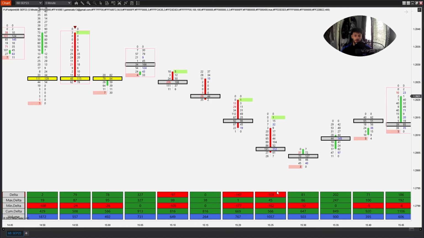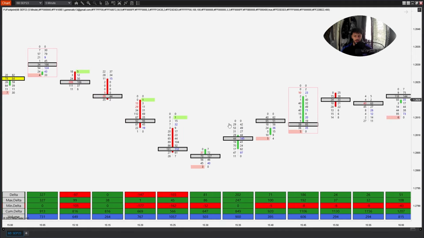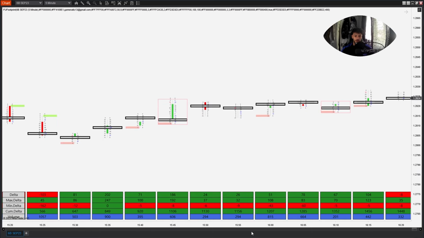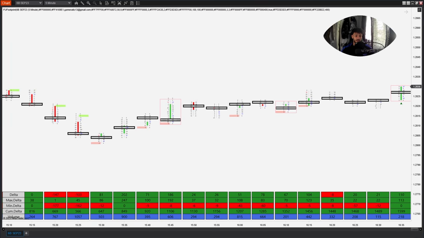Now, not only do we take a look at the color of the delta, whether it's bullish or bearish, we can also take a look at the strength of the delta. So the strength of the delta will actually give you a lot of information and detail as well.